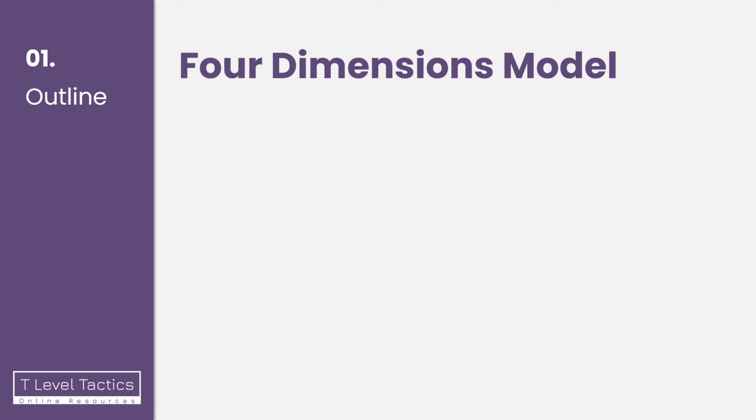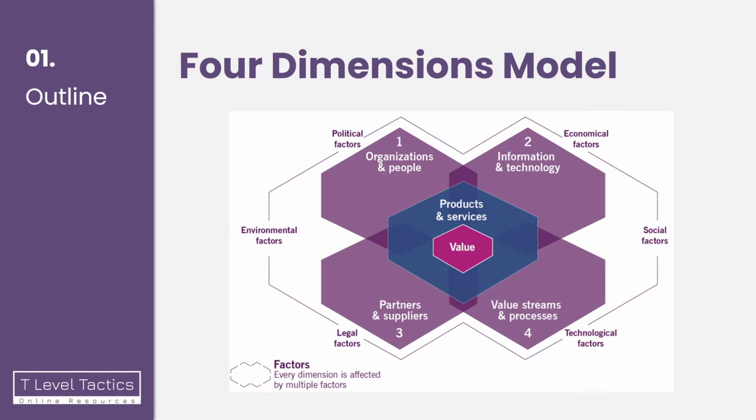The second model is the 4 dimensions model. And parts of this may look familiar, as around the outside of it, we've got all of those different factors that can affect a business or organization: political, economical, environmental, legal, technological, and social. They should look familiar. Where we've got these numbered segments, we have organizations and people, information and technology, partners and suppliers, and value streams and processes. These represent the different aspects of an organization. And at the heart of it all are the products and services that we're providing in order to create, again, that value at the core of it.